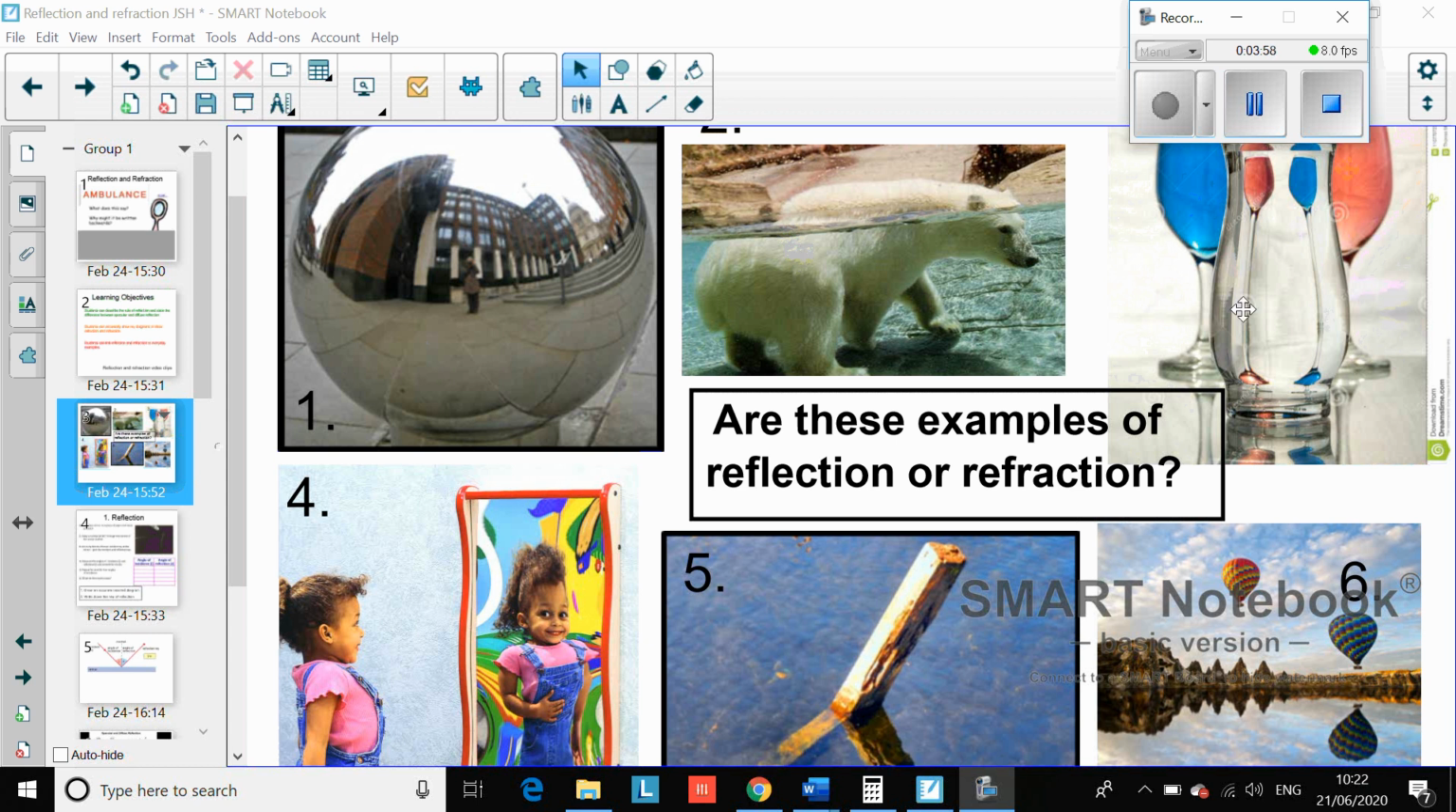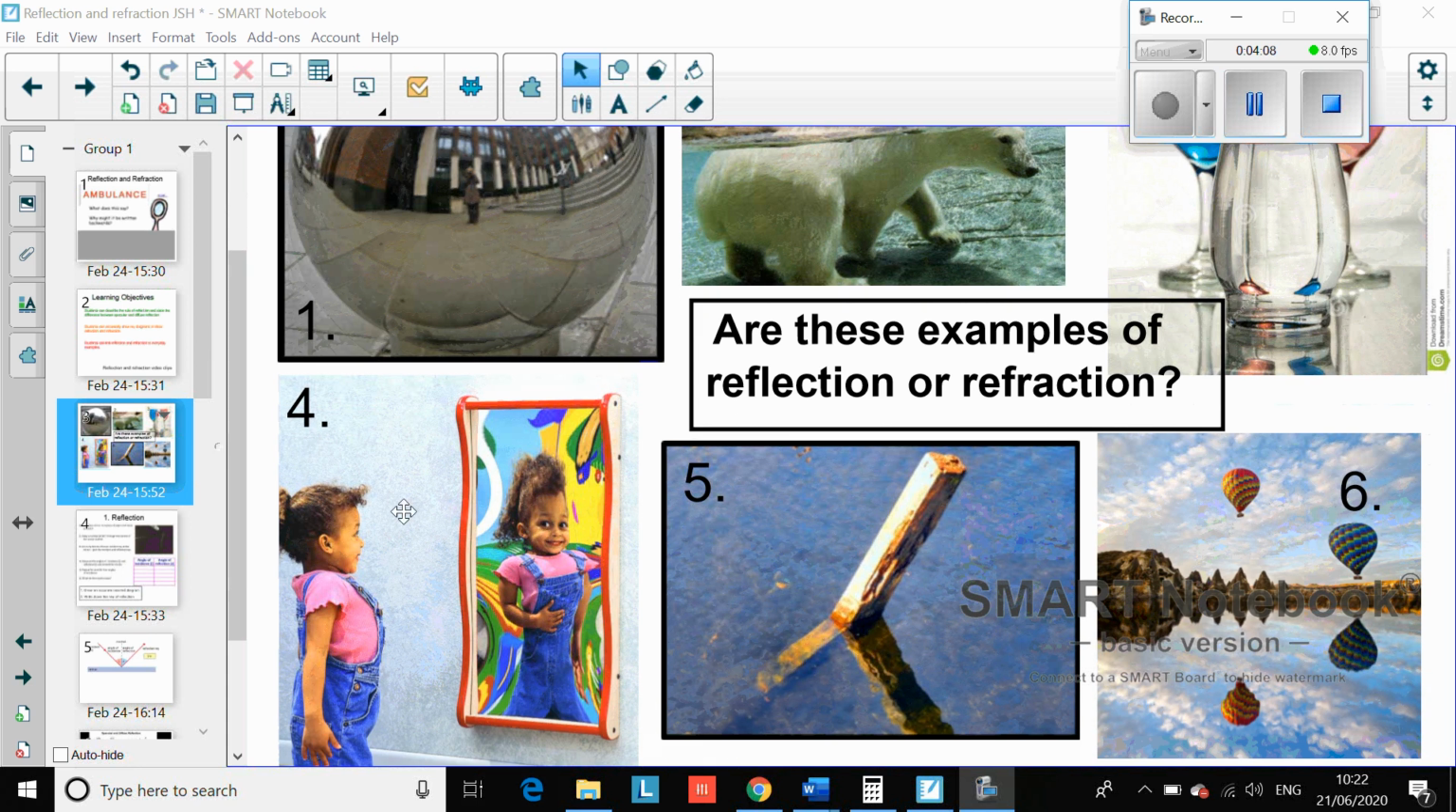This is also refraction. Okay, as we look at the wine glasses through the air and then look at them through the vase with the water in, you can see the images get distorted. This is reflection. Okay, weird kind of reflection. Number 6 is also reflection. However, number 5 was a bit tricky. It is both refraction and reflection. Okay, that was a bit of a red herring.